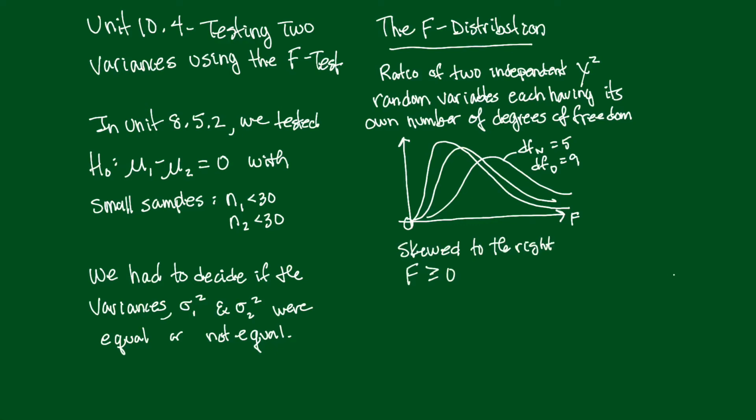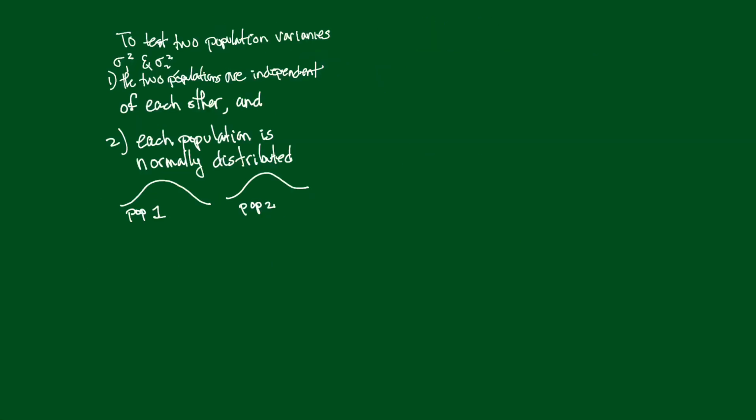And the curve, as you can see, is skewed to the right. It starts at 0, and it's because they're chi-squared, right? Chi-square over chi-square is going to be positive. So it starts at 0 and always moves out to the right. So always positive values.